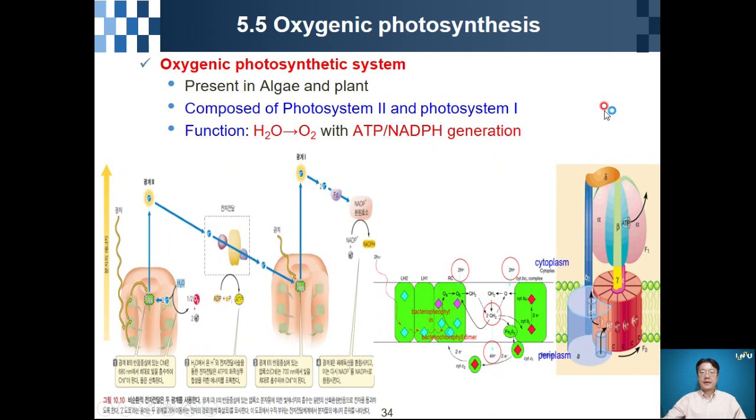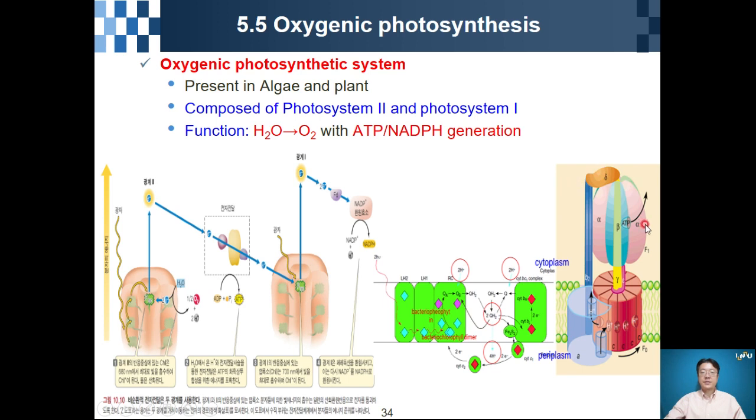So in this slide, I will explain the 5th subject, oxygenic photosynthesis. Previously, we learned photosynthesis in bacteria, especially in cyanobacteria. They are composed of LH2 and LH1 and the reaction center. And also they are composed of the cytochrome BC1 complex. Finally, they have cytochrome C2. And also they have ATPase.